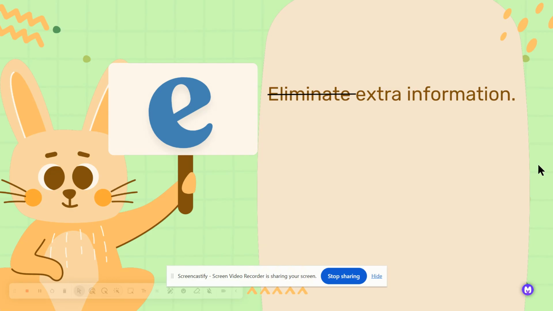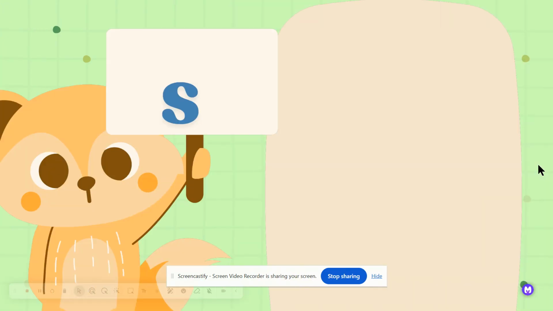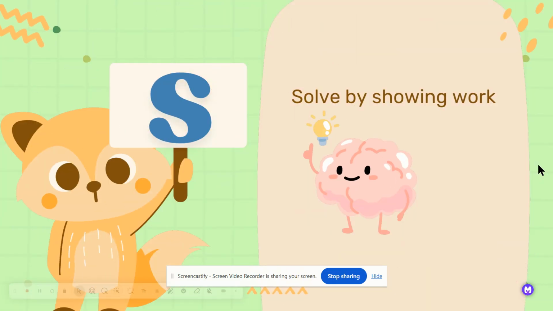Sometimes there's just information that is not necessary. There might be extra numbers, there might be extra sentences, anything that's just not necessary to help us solve the problem. And lastly, the S stands for solve by showing your work.